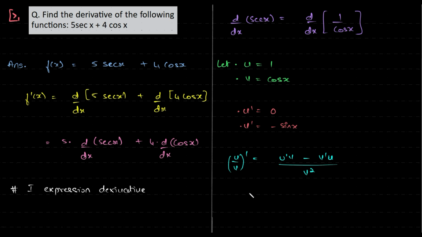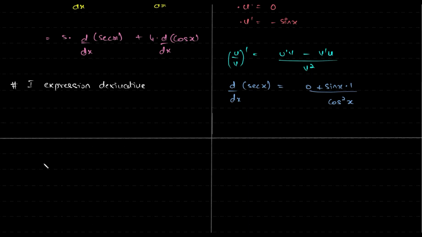So on substitution, we have d by dx of secant x, which is equal to 0 minus, so v prime is minus sin x, so this will be plus sine of x into 1 divided by v square, that is going to be cos square x. A bit of simplification and we are going to see the following. So we have this to be sin x by cos x into 1 by cos x.